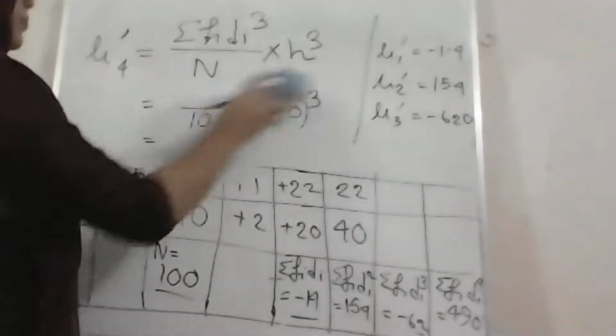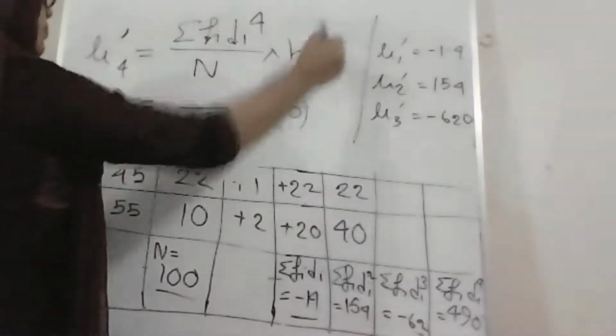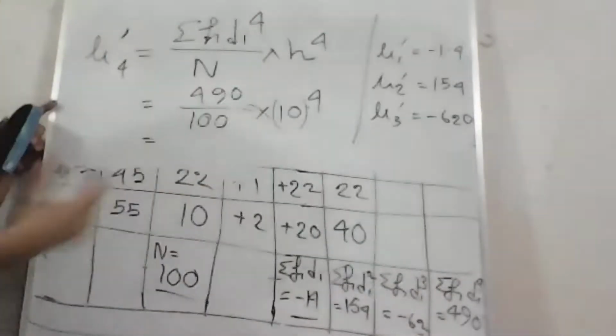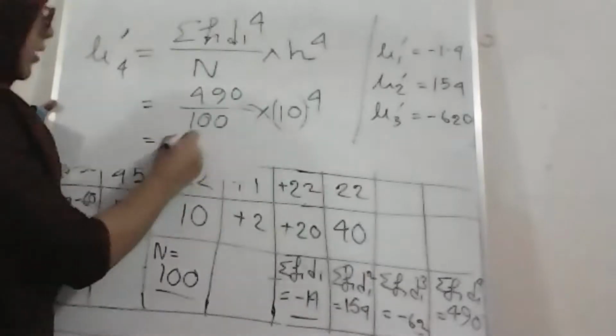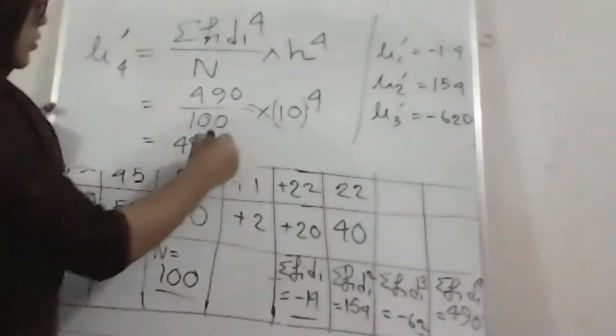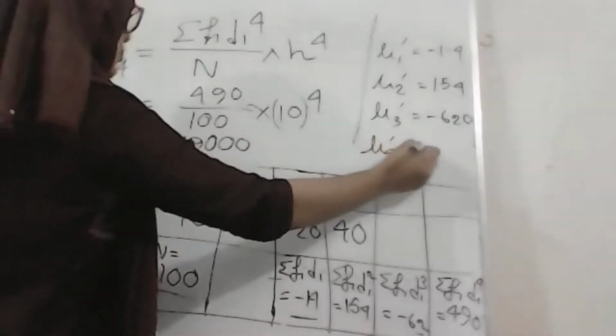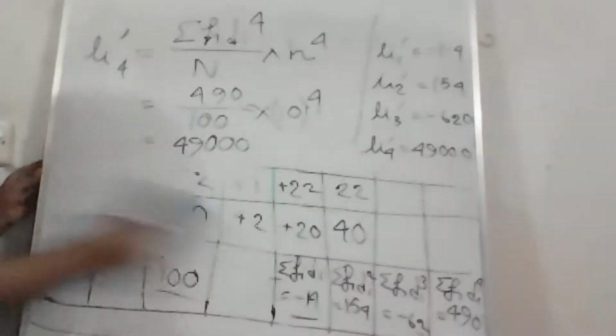Similarly, for the fourth, we get 490. If we get the result, it is 49000. So we have found our 4 raw moments.